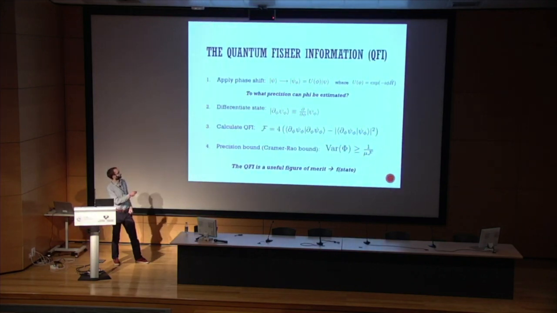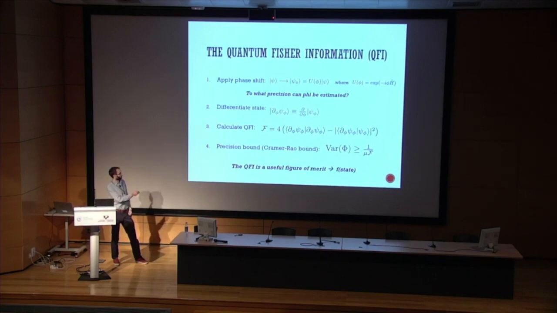So I'm a theorist, so one really useful tool that I can use to consider different states for quantum metrology is called the quantum Fisher information. So to calculate this, we take our state, psi, we then apply the phase shift with some unitary, U, which depends on the phase shift. And then the question is, with what precision can this phase phi be estimated? So to find this, we can differentiate our state with respect to the phase shift. And then we just take this and plug it into this equation called the quantum Fisher information, which is just the overlap of the differentiated state with itself, minus the overlap of the differentiated state with the original state, mod squared.